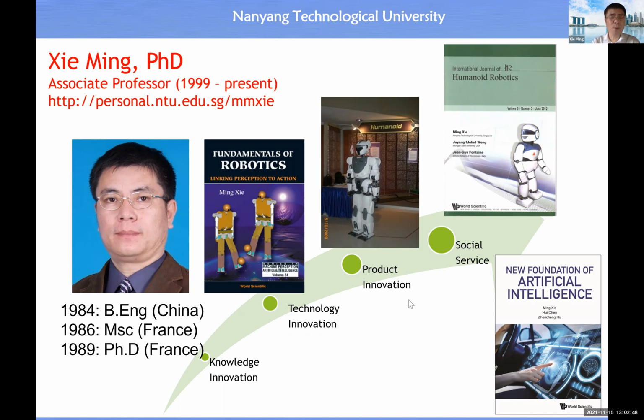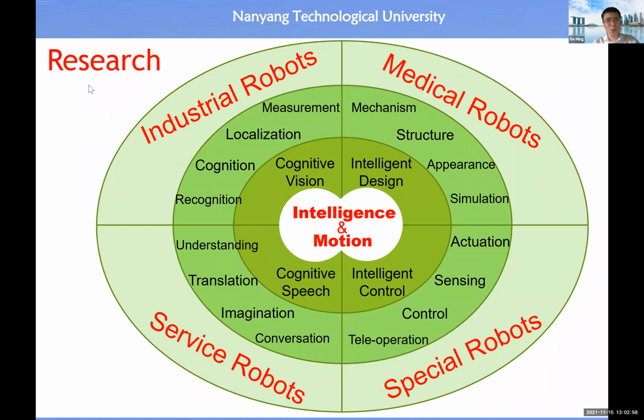For my teaching portfolio, you can find the detail from this web page. In terms of research, my focus covers basic research, applied research, and product innovation. The two keywords related to my basic research are intelligence and motion. Therefore, there are four pillars inside my basic research. The first one is cognitive vision. The second one is cognitive speech. The third one is intelligent design. And the fourth one is intelligent control.